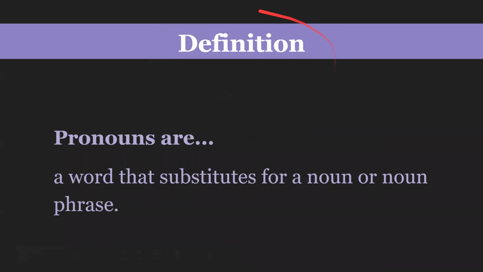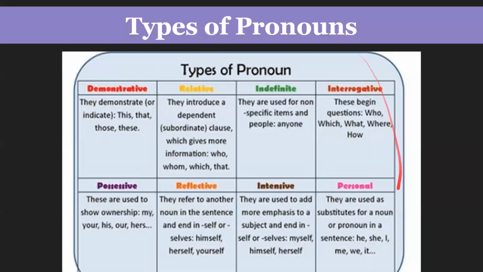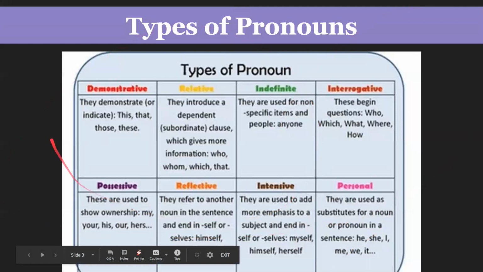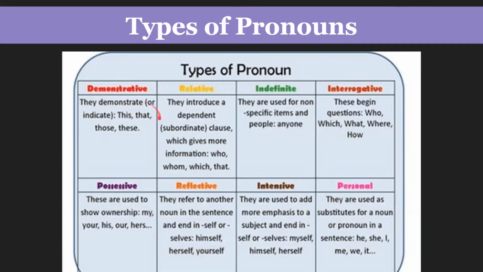Here's a definition of pronouns. Pronouns are a word that substitutes for a noun or noun phrase. And these are our types of pronouns. So we have demonstrative. They demonstrate or indicate this, that, those, or these. You've obviously seen these words before.